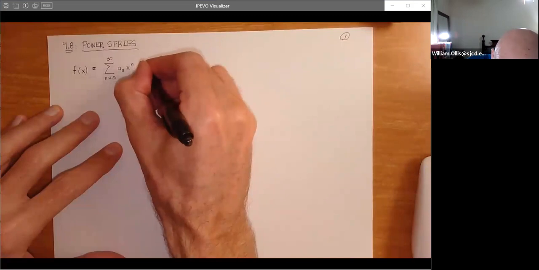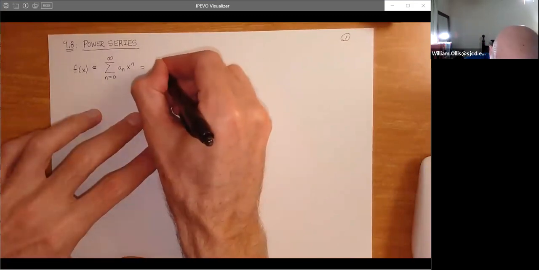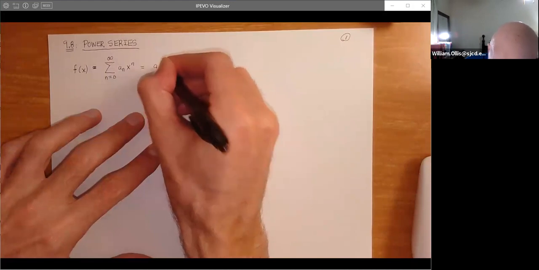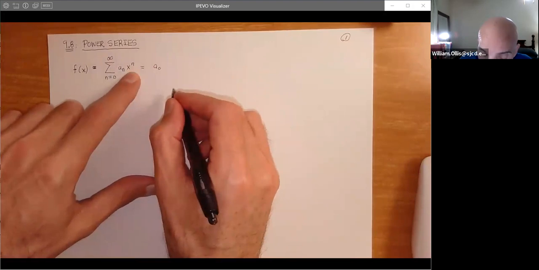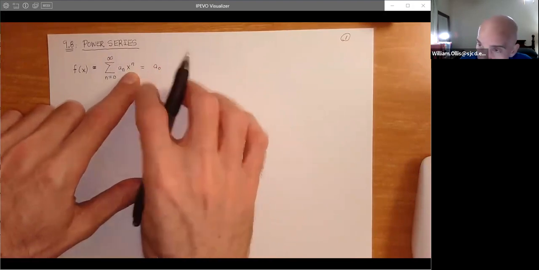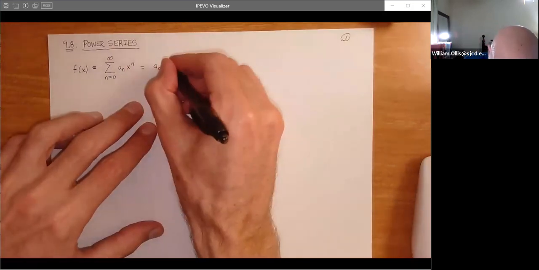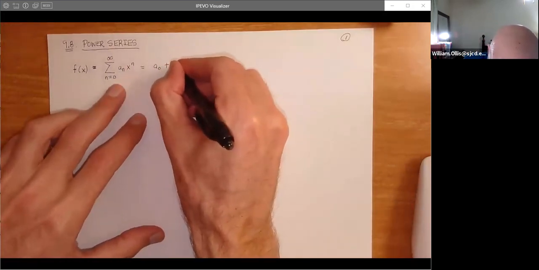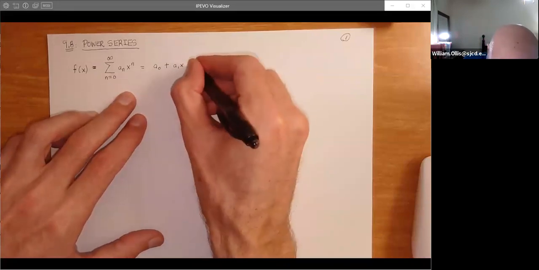So when we actually write out a few terms, we'll have the 0 term, again, which will be a sub 0. Again, when we think about this, just remember that we're going to be very flexible with the first term, the a sub 0. And then, of course, when n is equal to 1, we have a sub 1, x to the 1, and just continuing.